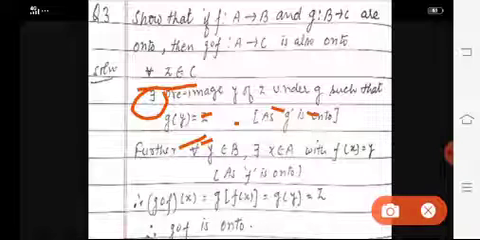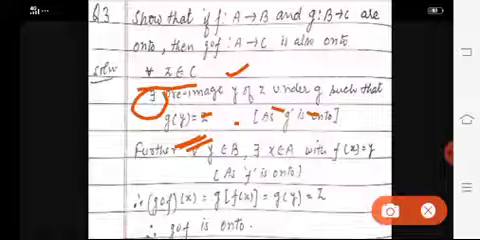Think. Just now I told that f and g both are onto functions. Means what? Corresponding to every element of the set B, there will be a pre-image in set A as they are onto. And g is a function from B to C. It means what? Corresponding to every element in set C, there will be a pre-image in set B. So here z is what? An element of C. It means what? Since g is an onto function, it means what? Corresponding to every element of set C, there will be a pre-image in set B such that g(y) equals z.